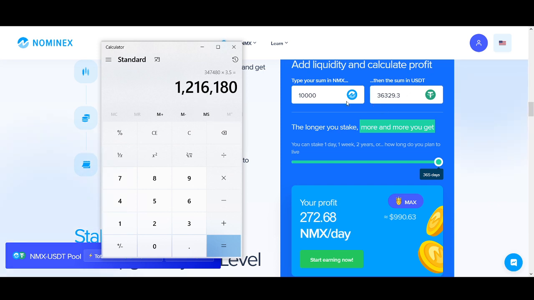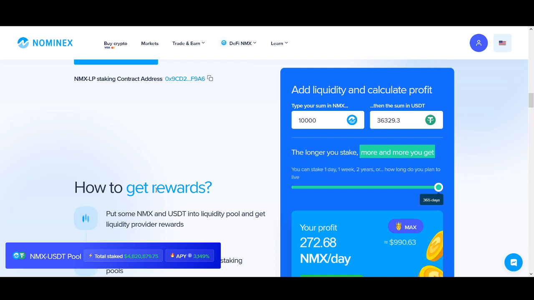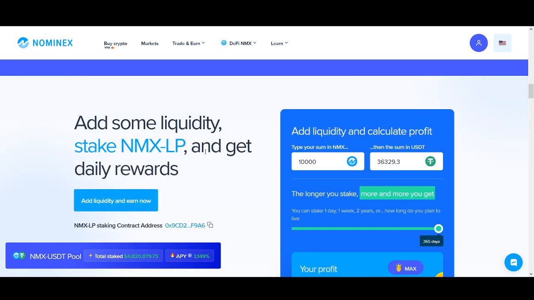Again, there's lots of ifs and buts. It's high risk, high reward. Please don't invest all the money you have. But this is a potential income. And if the NMX token doubles, you could be making a lot more money. So again, please do your own research. Don't invest all the money that you have. Try it with small amounts first. And if it works for you, you can start earning a lot more.